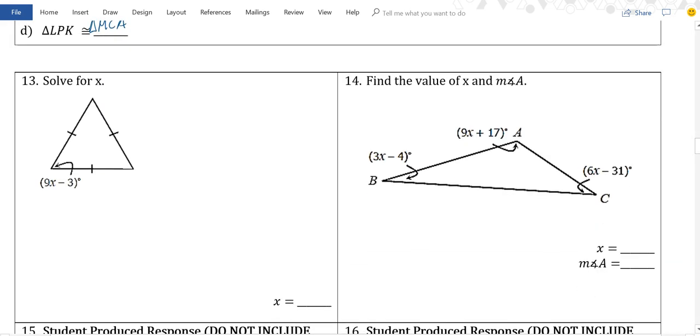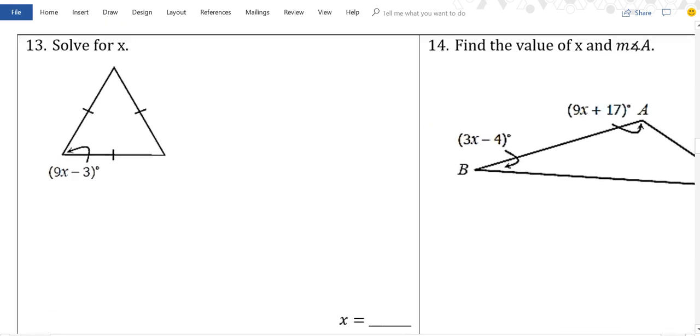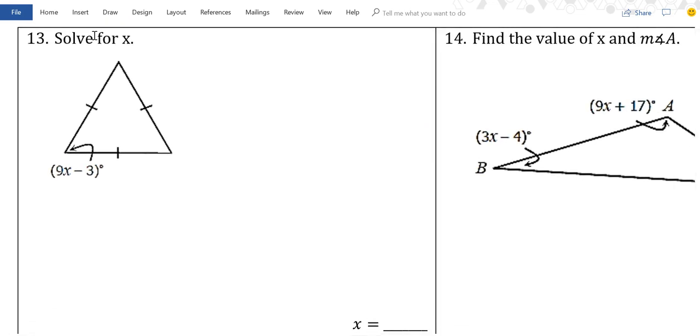Okay, this should look familiar to what we did on the board, right? So we got solve for X. We see here we have 3 sides the same, so that's a nice equilateral triangle. So 2 different methods. You can either say that all of these angles are the same. So I could do a couple different things here. I could do 9x minus 3 plus 9x minus 3 plus 9x minus 3 and set it equal to 180. Or I could do 3 times 9x minus 3 and set it equal to 180.